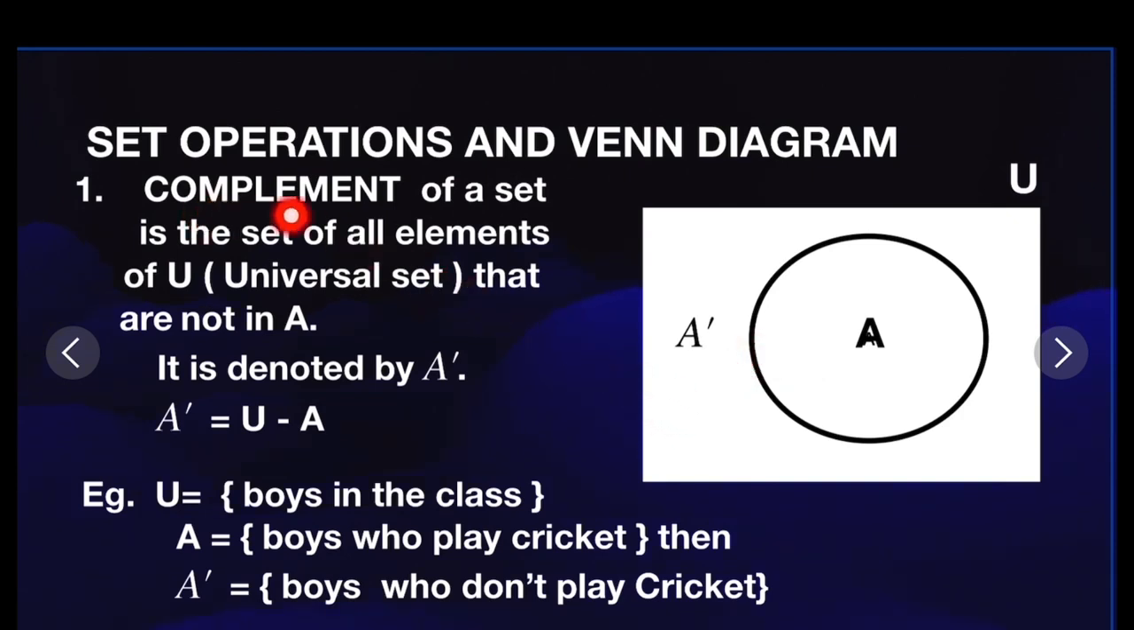Okay, so complement of a set is a set of all elements of universal set that are not in A. It is denoted by A dash. So elements which belong to the universal set but are not part of the set A is called A dash, and it is written in this region.